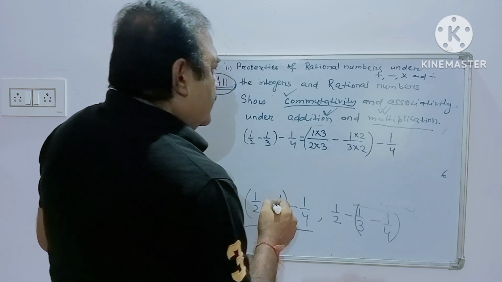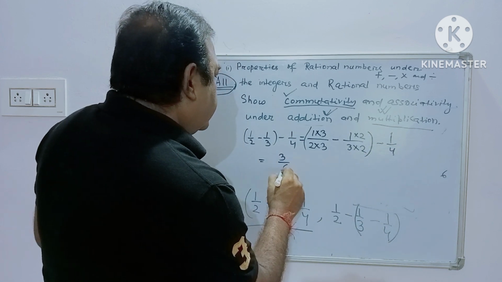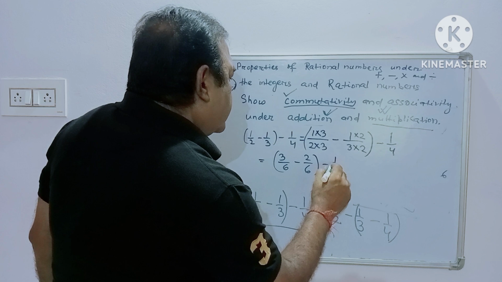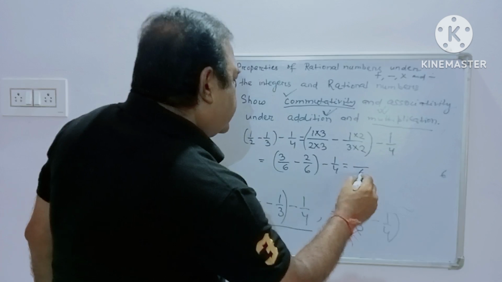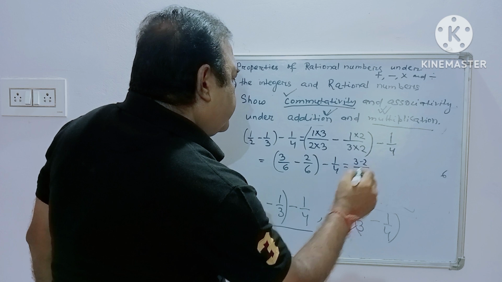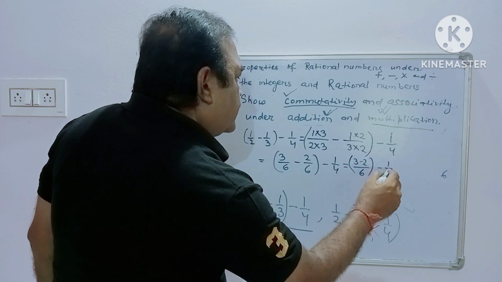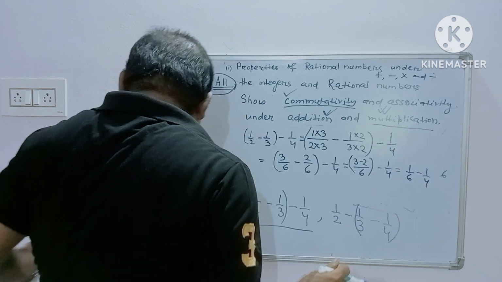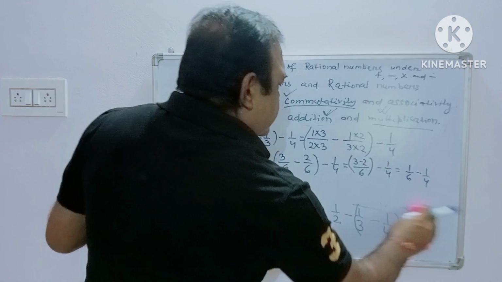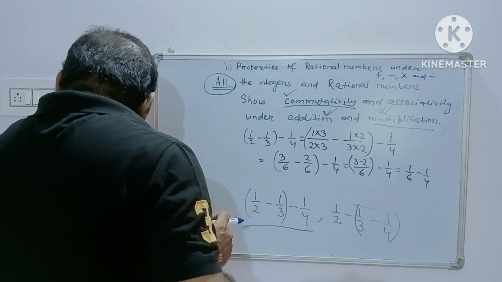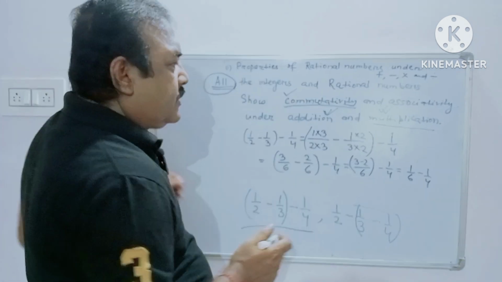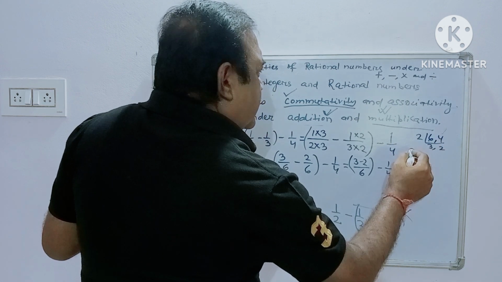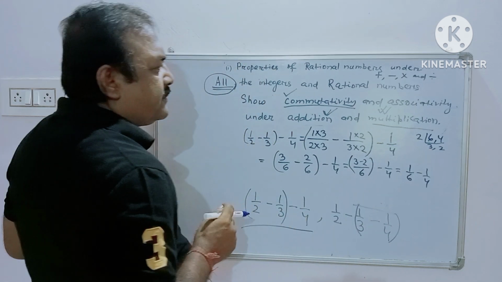That is equal to 3 upon 6 minus 2 upon 6 minus 1 upon 4. That is equal to 6, 3 minus 2, okay, minus 1 upon 4. That is equal to 1 upon 6 minus 1 upon 4. Again we have to take the LCM of 6 and 4. So what is the LCM of 6 and 4? 2 into 3 into 2. So 12. Yes or no?